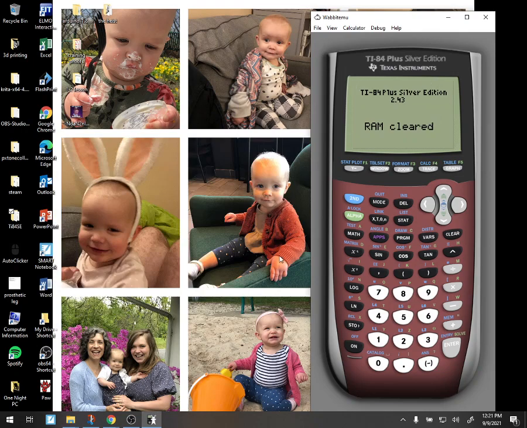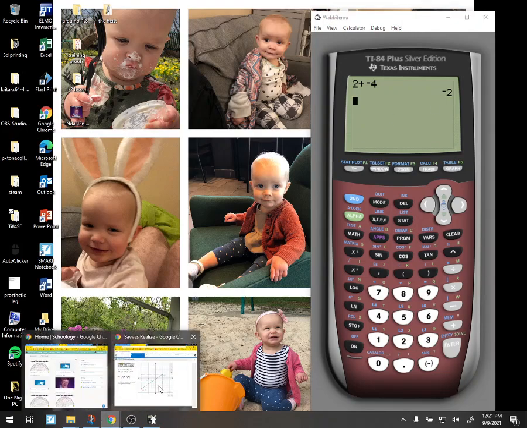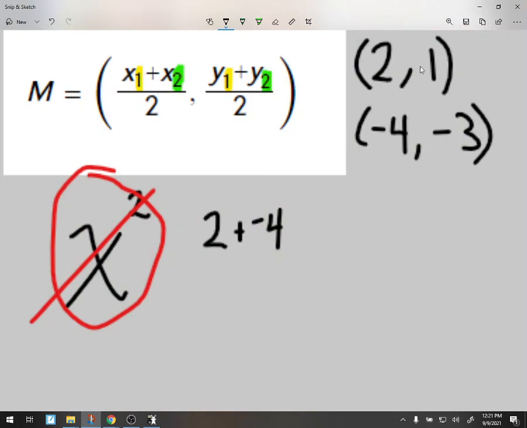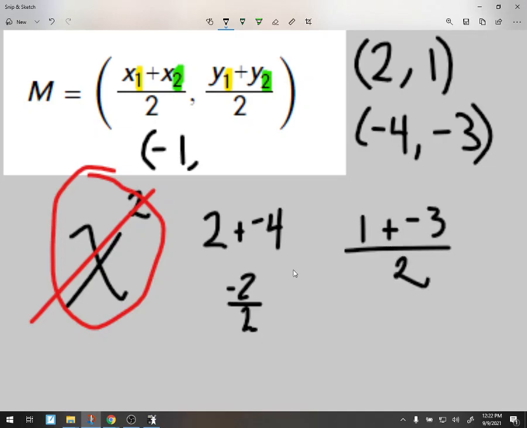Hey, buddy. All right. So 2 plus -4, bam, -2, which I knew already. I just wanted to show you that there's no shame in doing that. And then divide by 2. So -2 divided by 2, -1 is going to be the first coordinate. This is just saying, do the x coordinate, comma, do the y coordinate. So we'll do the y coordinate, 1 plus -3, and then divide that whole thing by 2. So 1 plus -3 is also -2, divided by 2 is -1.